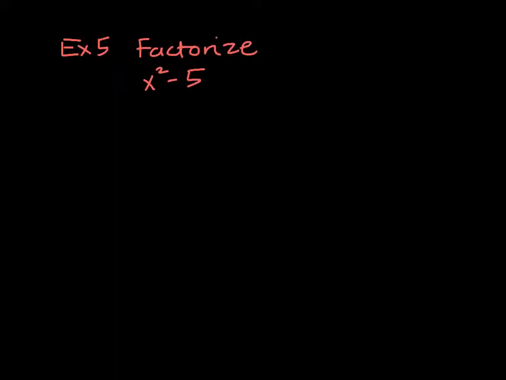Is it possible to factorize numbers that are not squares? Yes, it's possible. How is that possible? Well, you'll recall that we can make this number a square in a way. So how do we do this? So we can rewrite this as what? X squared minus root 5 squared.